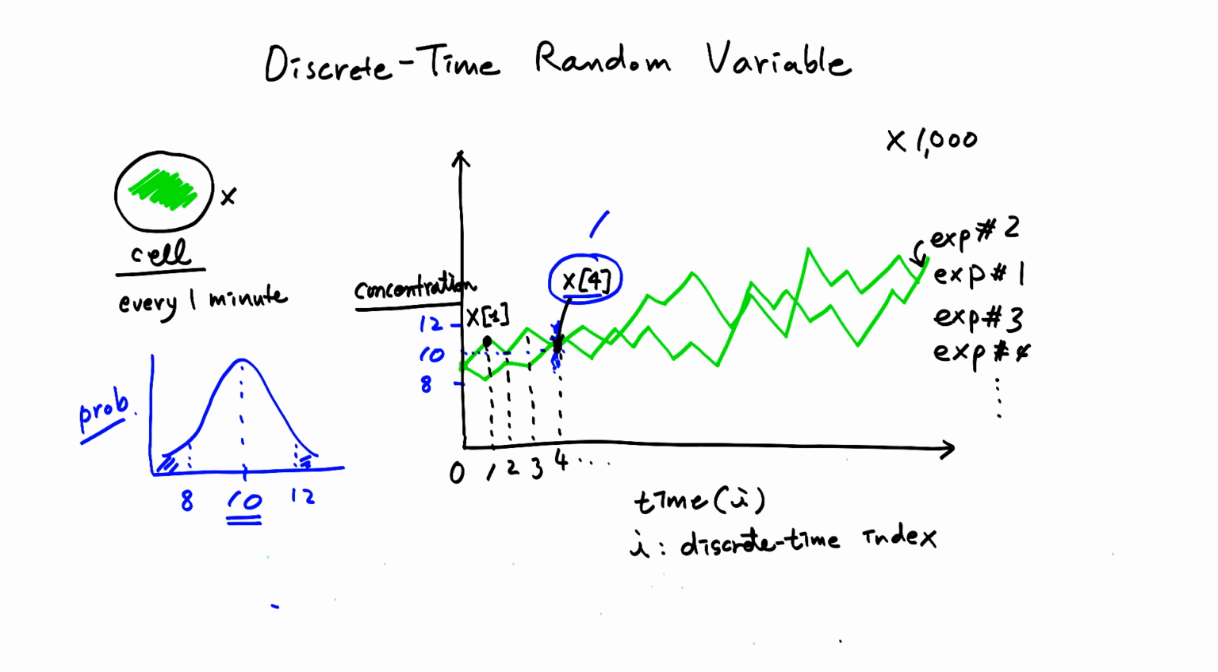And this is called discrete time random variable. We have that random variable at discrete time, in this case, at time 4. So x of 1 is also discrete time random variable. And here we have many discrete time random variables.